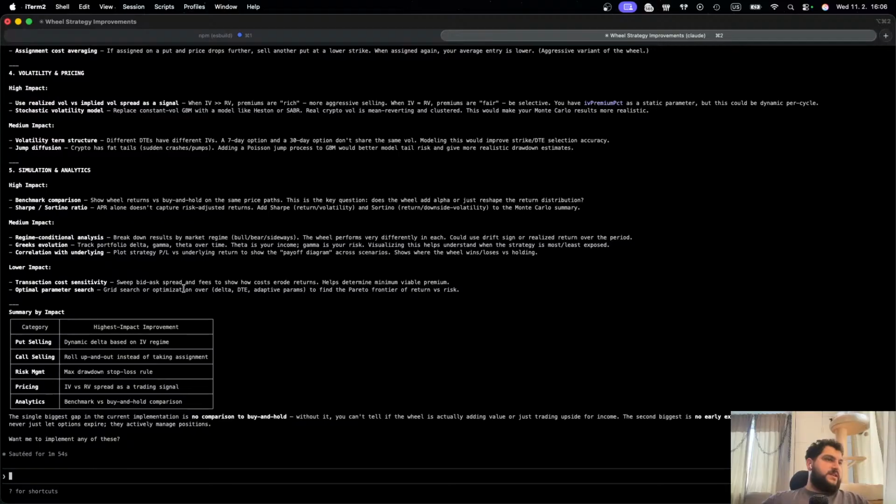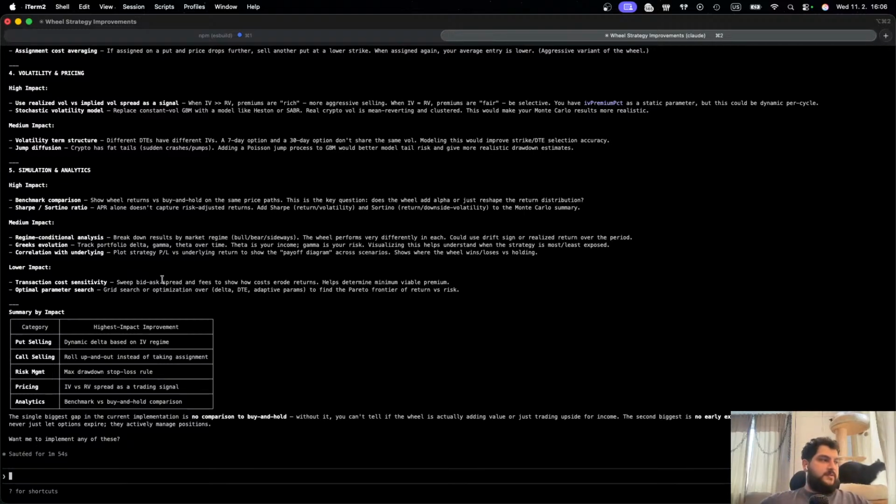The single biggest gap in the current implementation is no comparison to buy and hold. Without it, you can't tell if the wheel is actually adding value or just trading upside for income. The second biggest is no early exit rolling logic. Real wheel traders almost never just let options expire, they actively manage positions.